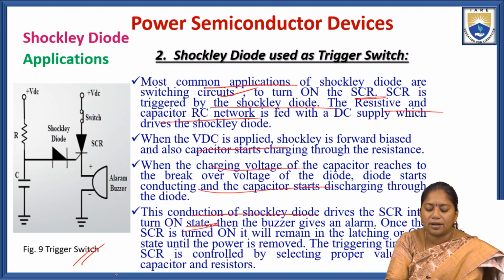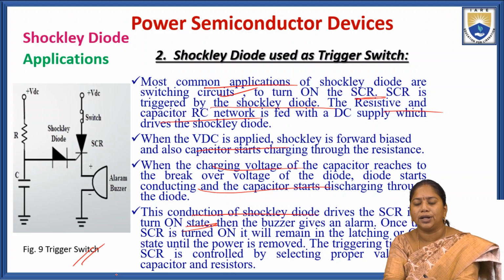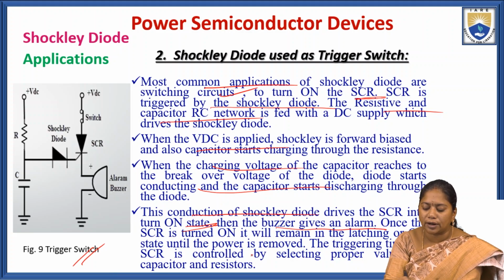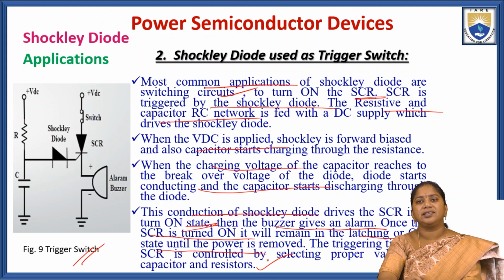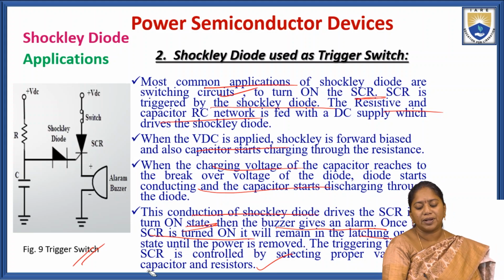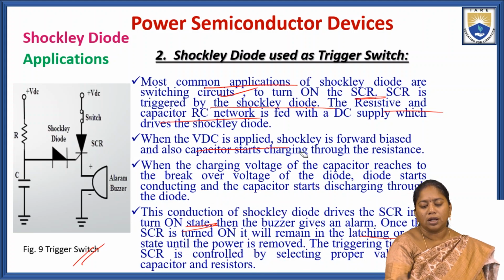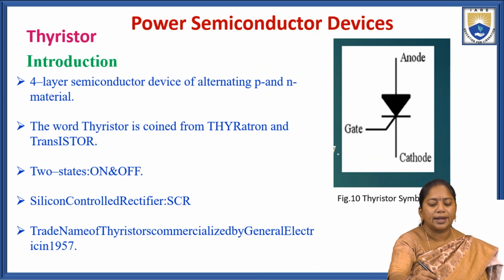To turn on the SCR device, we are using the Shockley diode, and then the buzzer gives an alarm. Once the SCR is turned on, it will remain in the latching or on state until the power is removed. The triggering time of the SCR is controlled by selecting the proper values of the capacitor and resistor. So this is the second application of the Shockley diode, which can be used as a triggering switch in SCR devices.